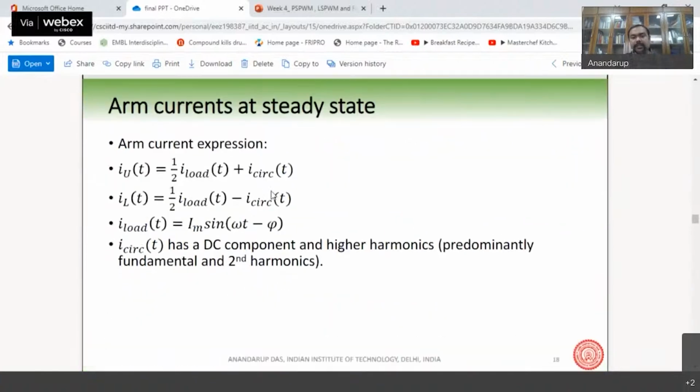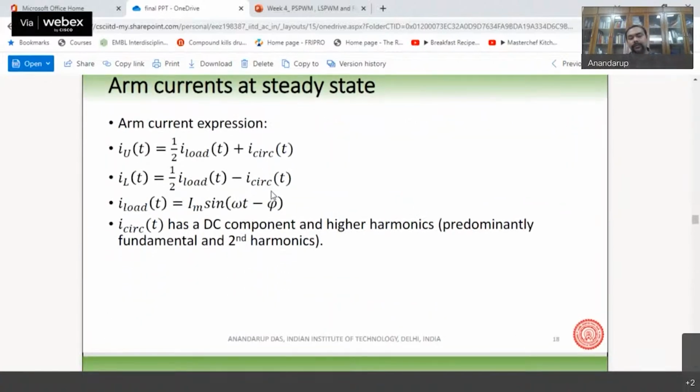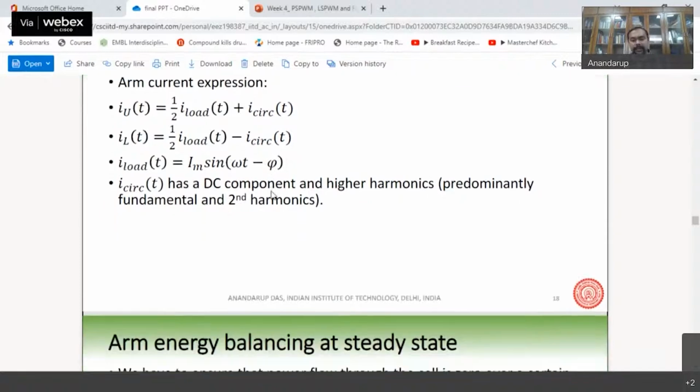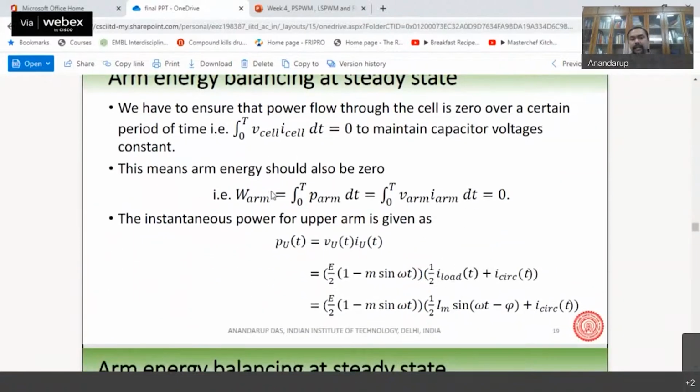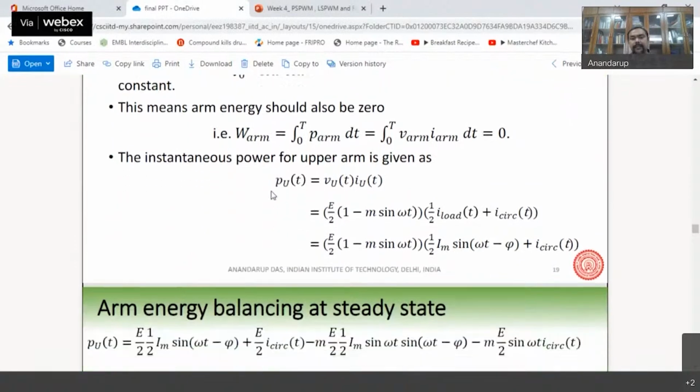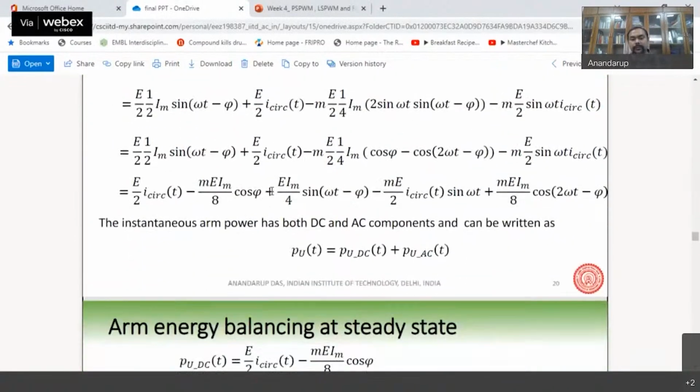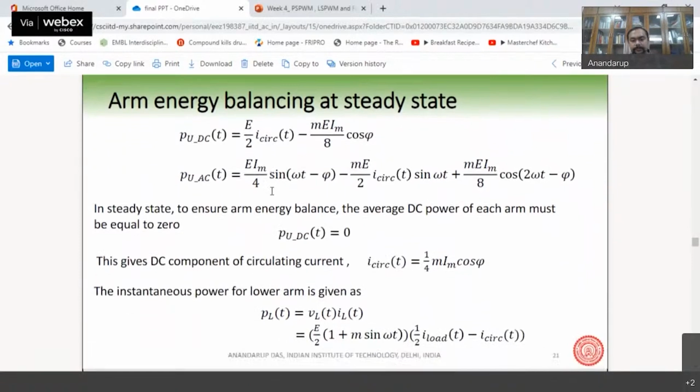Okay, so in this expression you can see the upper arm current I_U is half of the load current plus the circulating current, and the load current is equal to Im sin(omega t minus phi). So the basic arm energy balancing at steady state points to an equation where the DC component of the circulating current is 1/4 Im cos phi. Okay, this comes from the energy balance.